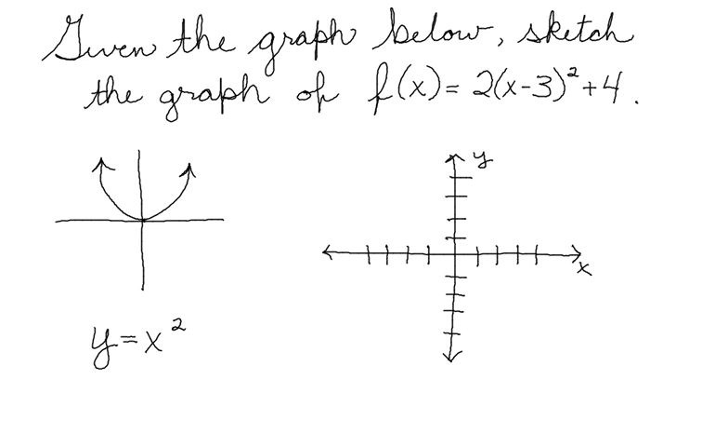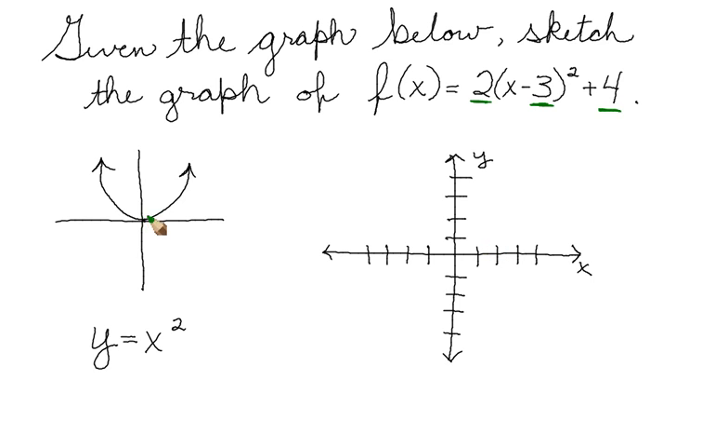Given the graph below, sketch the graph of f of x equals 2x minus 3 squared plus 4. So you can tell we have a lot of things going on here. Let's talk about each of them individually. So we have this 2. What is the 2 going to do? It will stretch it vertically, or you can maybe think of it as shrinking it horizontally. Okay, and what about this minus 3? The minus 3 is going to move it to the right 3. Okay, right 3. And then plus 4. That will move it up 4.